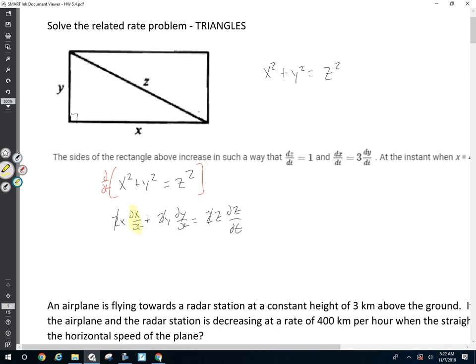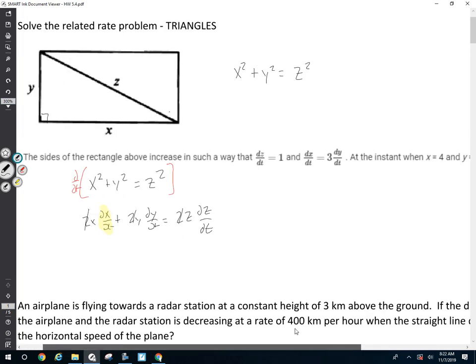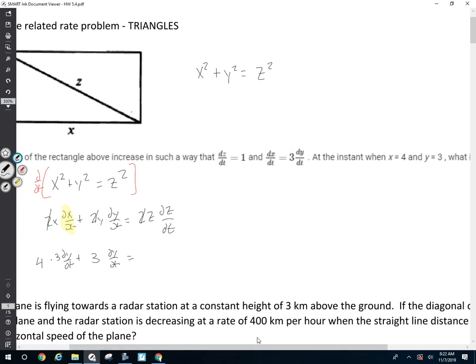I got x is 4, y is 3. dx/dt is equal to 3 times dy/dt. I could probably plug that in instead of dx/dt. 4 times 3 dy/dt, and dz/dt is 1.